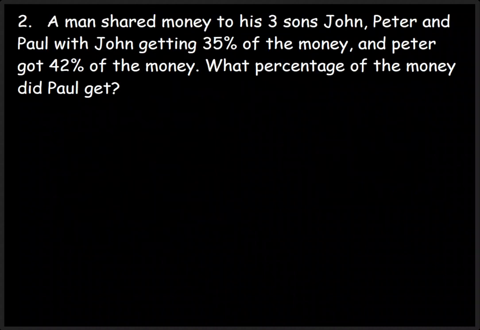Number two. A man shared money to his three sons, John, Peter, and Paul, with John getting 35% of the money and Peter getting 42% of the money. What percentage of the money did Paul get? So the man shared it among his three sons. That means the whole money was shared among the three sons.